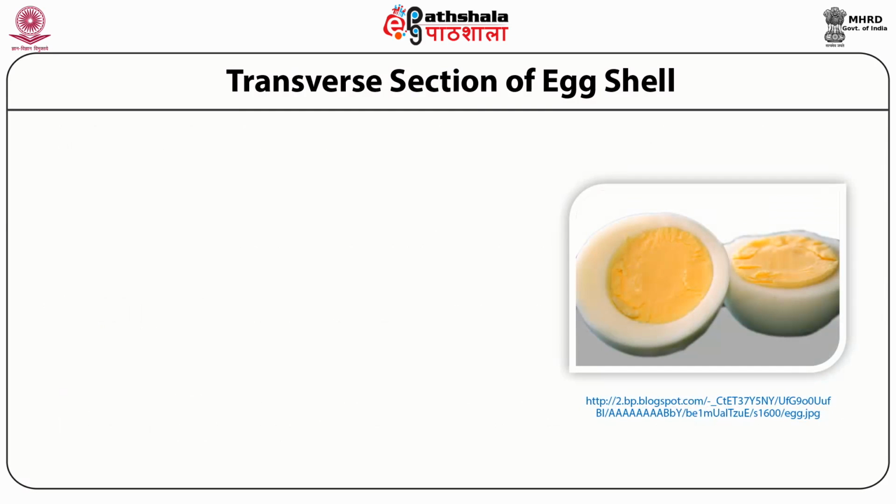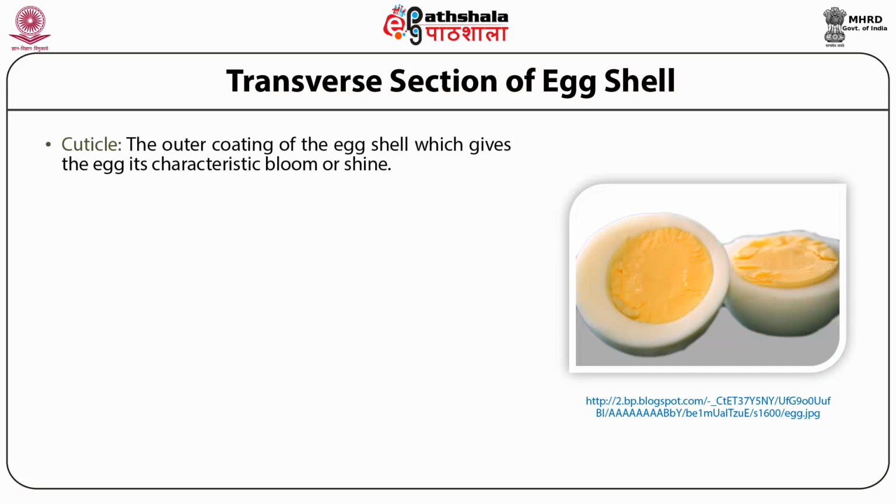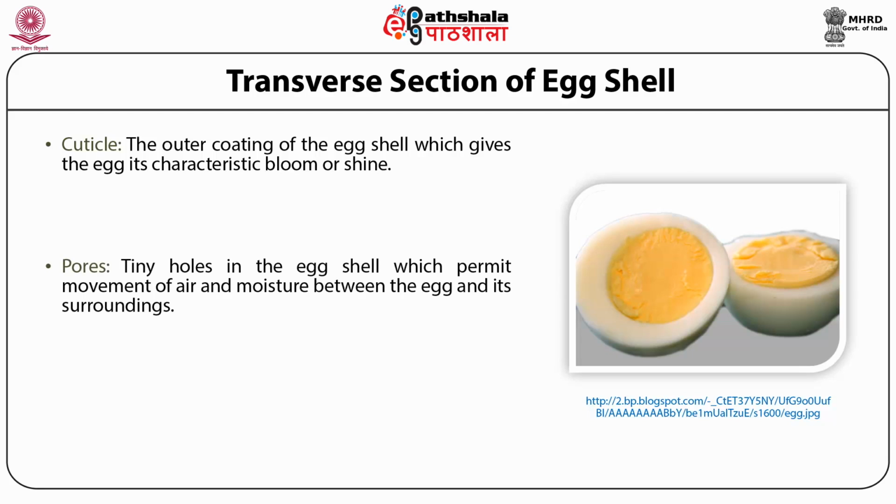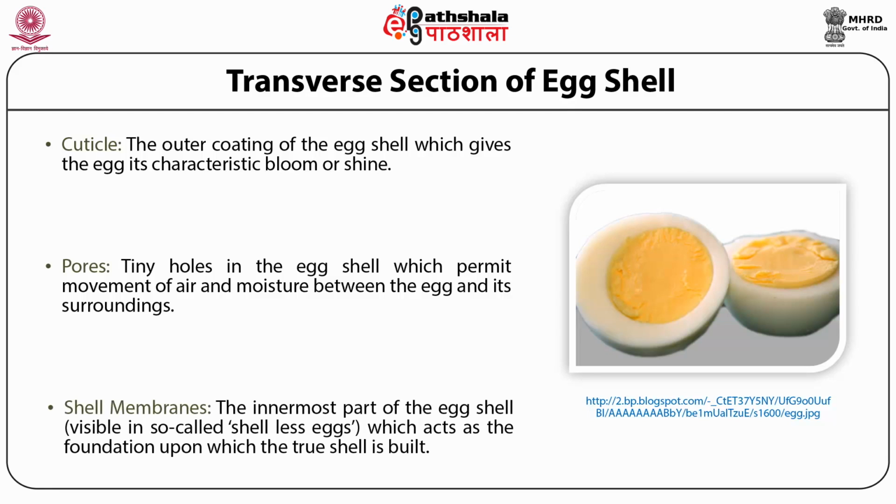Transverse section of eggshell. Cuticle, the outer coating of the eggshell which gives the egg its characteristic bloom and shine. Pores, tiny holes in the eggshell which permit movement of air and moisture between the egg and its surroundings. Shell membranes, the innermost part of the eggshell visible in so-called shell-less eggs, which act as the foundation upon which the true shell is built.